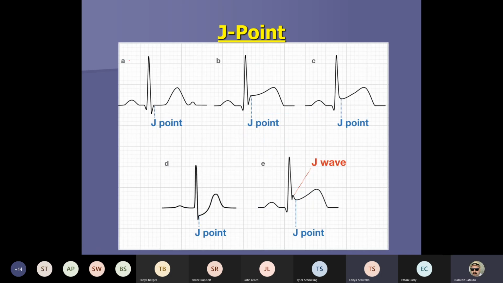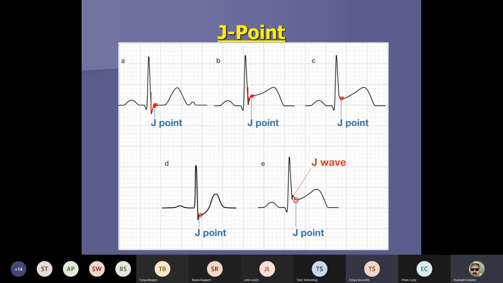Some examples. Let's look at A up here on top left. That is a normal J point. As you can see, our wave went down, came back up. Where we start to curve, where we start to change directions, is our J point. Let's look at B. Came down, where we start to turn directions towards our T wave, that's our J point. J point is here, where we're starting to change directions. Here. And here.